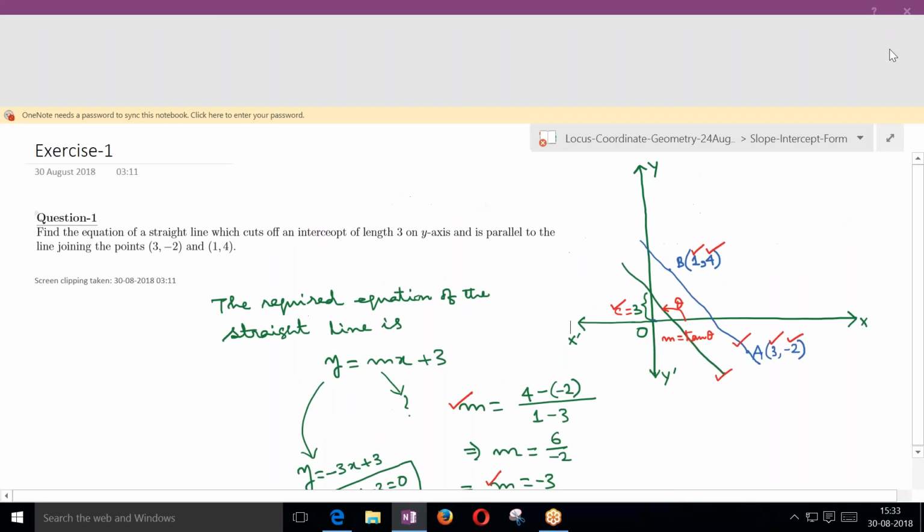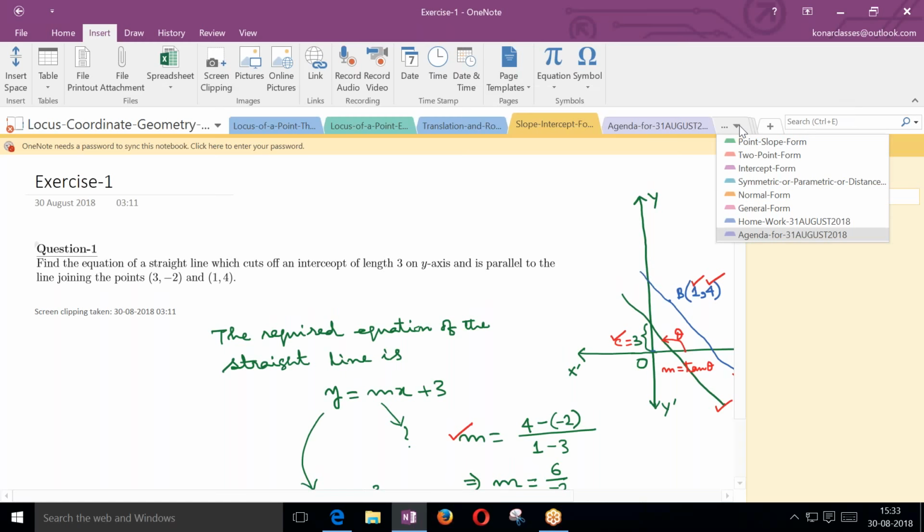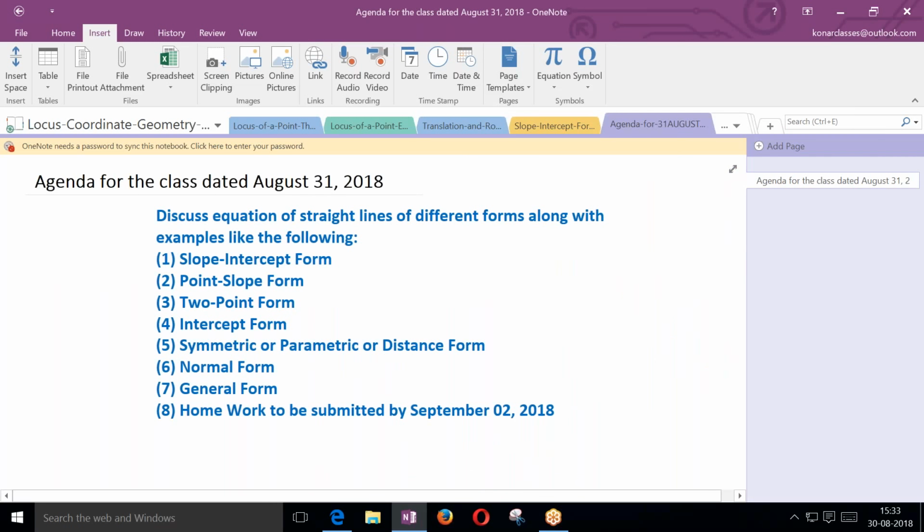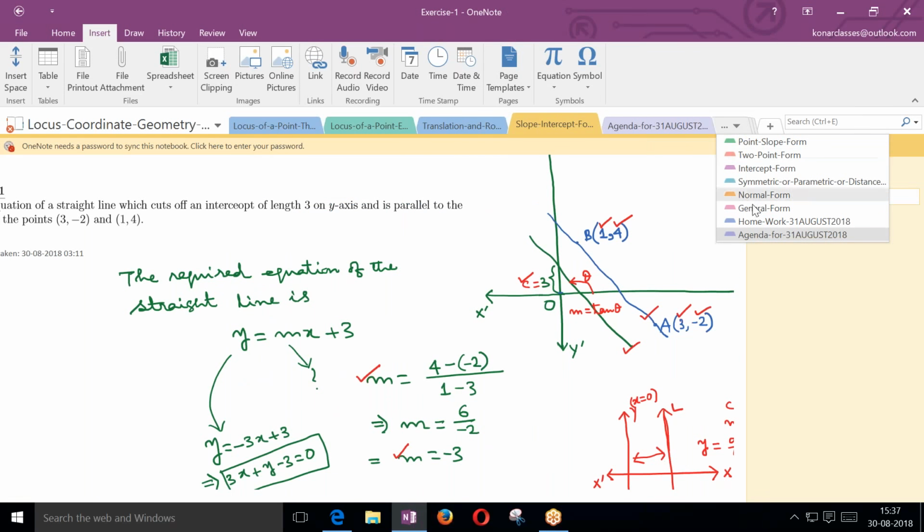So now let us go with the next point, the point slope form. We are done with the slope intercept form. Now we are going to discuss our next agenda item, the point slope form.